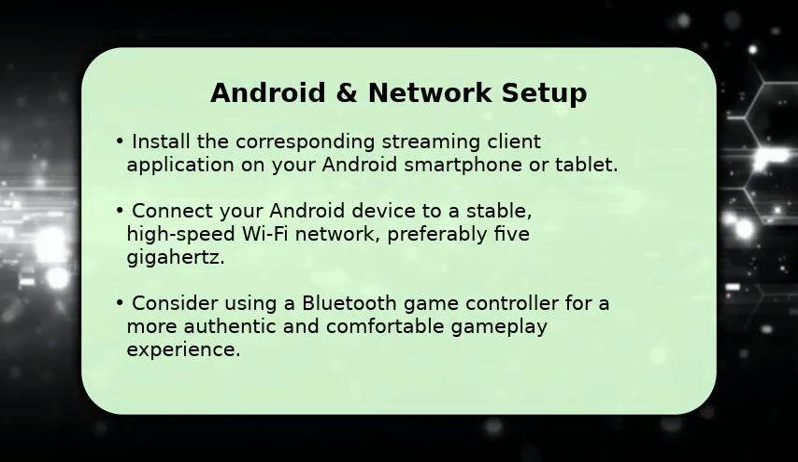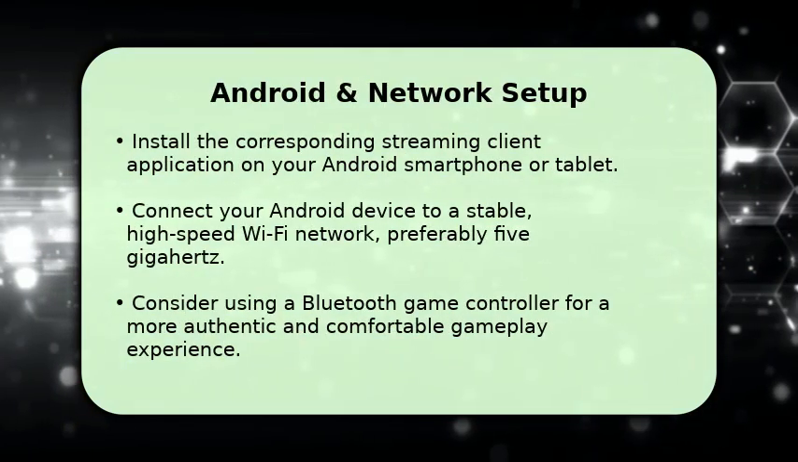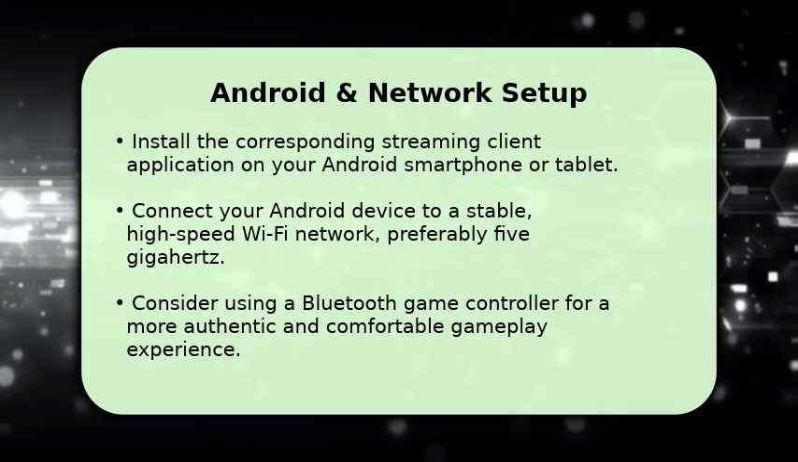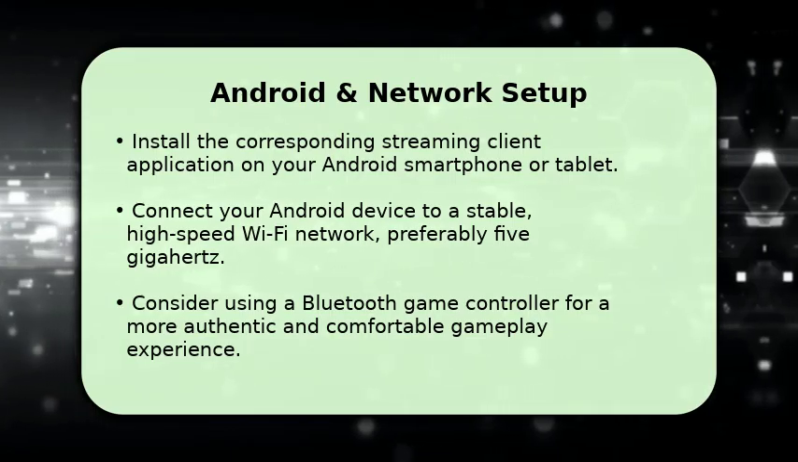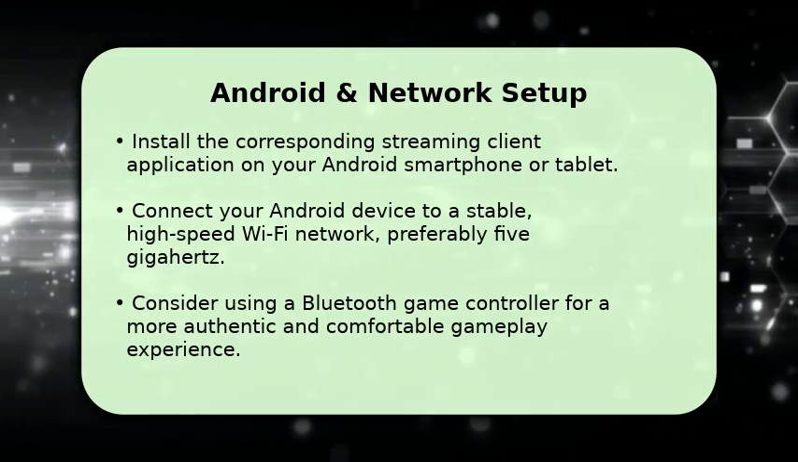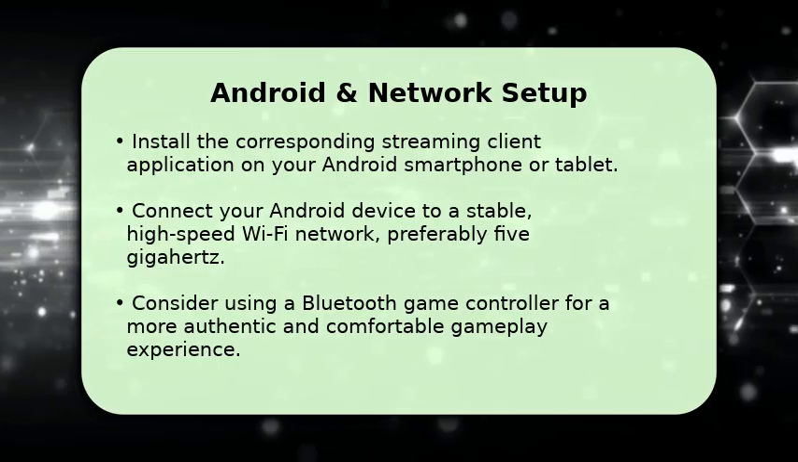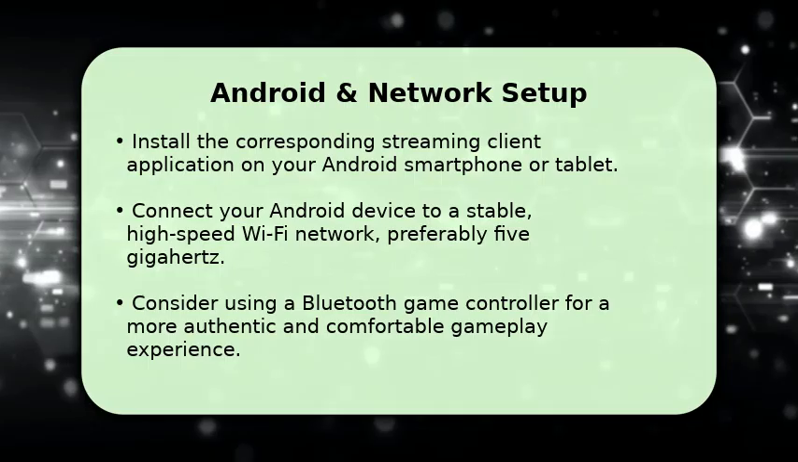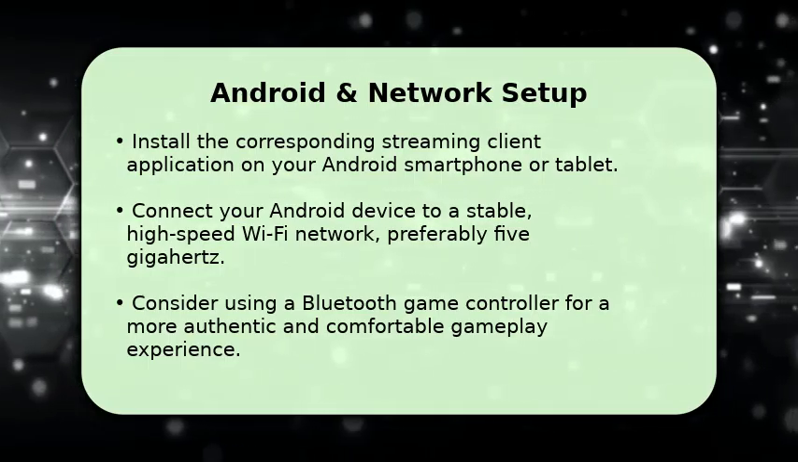Install Halo Combat Evolved on your PC, then choose a streaming application like Steam Link or NVIDIA Moonlight for optimal performance. Next, prepare your Android device. Download and install the client application that matches your PC streaming software, for example, the Steam Link app. For the best experience, connect your Android device to a strong 5 GHz Wi-Fi network, ensuring minimal latency. A wired Ethernet connection for your PC is also highly recommended.